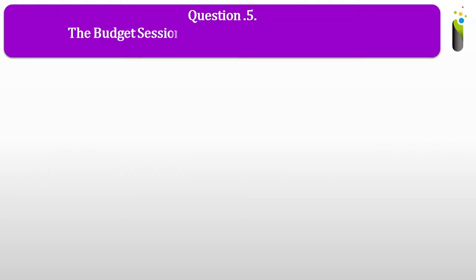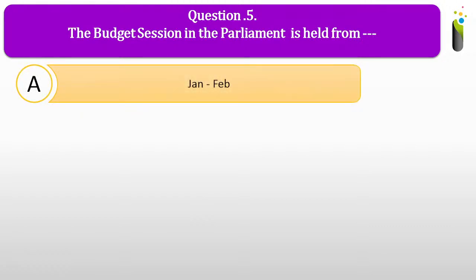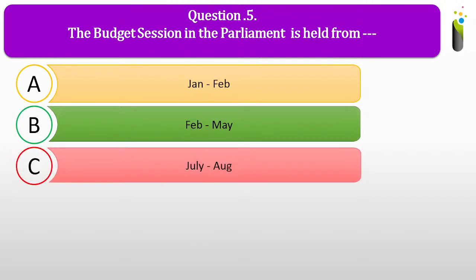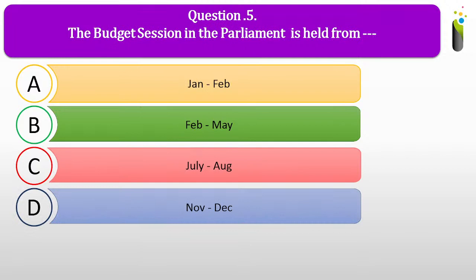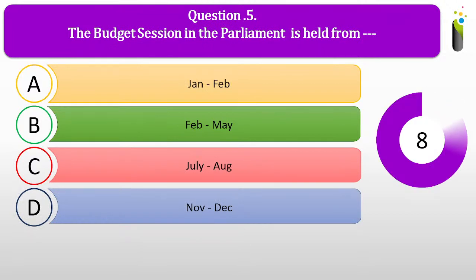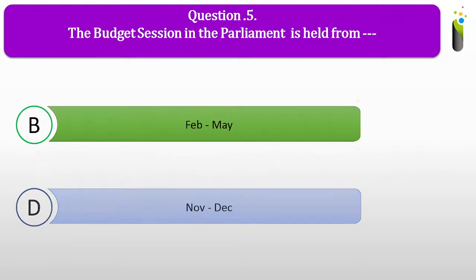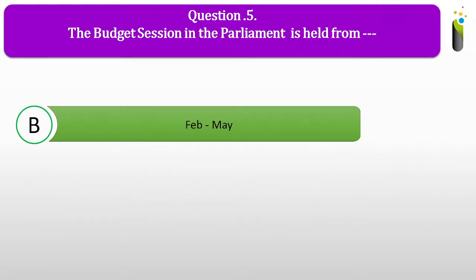Question number 5. The budget session in the Parliament is held from dash. A. January to February. B. February to May. C. July to August. D. November, December. And the correct answer for this question is February to May. So the budget session in the Parliament is held from February to May.